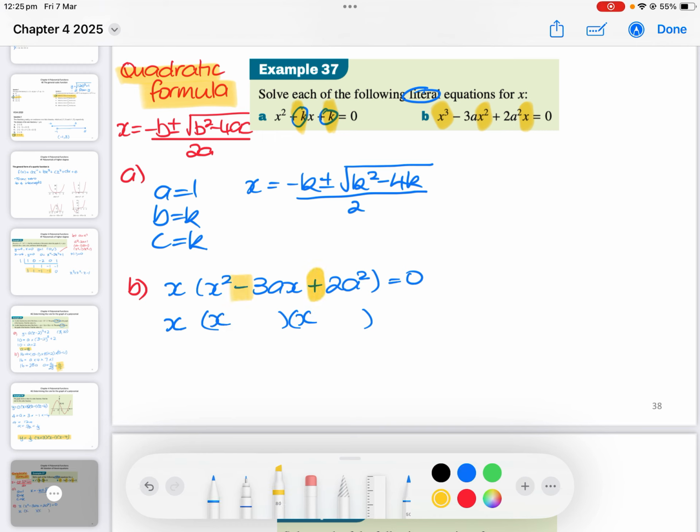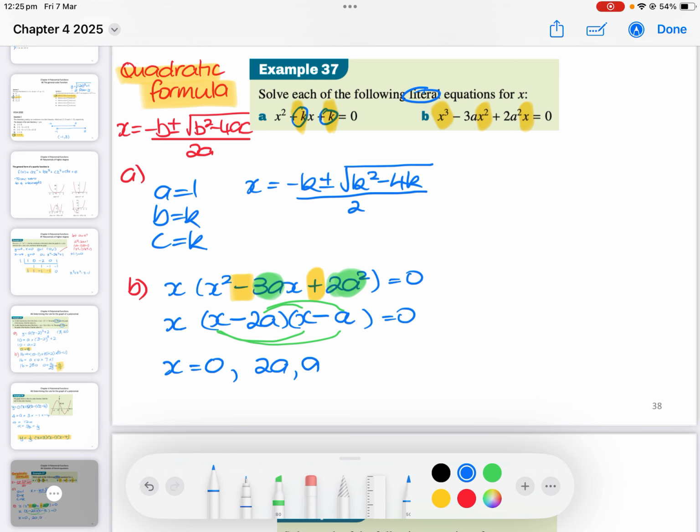Multiply to give me a minus, add to give me a subtraction, so they must be minus. I'm thinking factors of 2a squared that add to 3a or have a difference of 3a. So I'm going to think I've got minus 2a minus a, and then I'm going to do a check. x squared minus ax minus 2ax plus a squared. Yes, it works. So that means x is 0, x is 2a, and x is a as our solution.